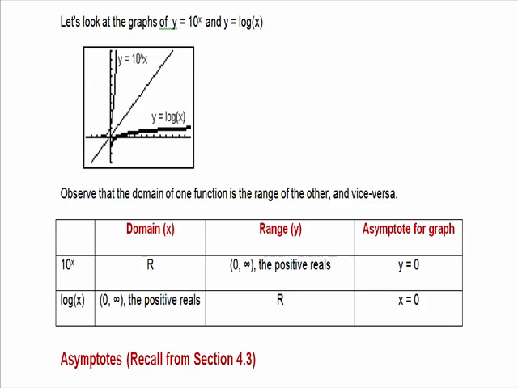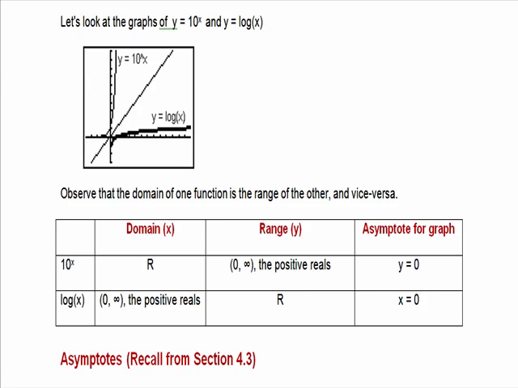Now let's take a look at log x, and we'll notice a few things. The domain of log x is the positive reals, so the values of x that are greater than 0. Notice, as we said before, the domain and the range get interchanged when we have inverses, and so the domain of log x is actually the range of 10 to the x. The range of log x is everything from negative infinity up to positive infinity. Even though log x doesn't look like it grows terribly quickly, it will keep getting larger and larger and larger. And so the range of log x is all reals, which corresponds to the domain of 10 to the x.